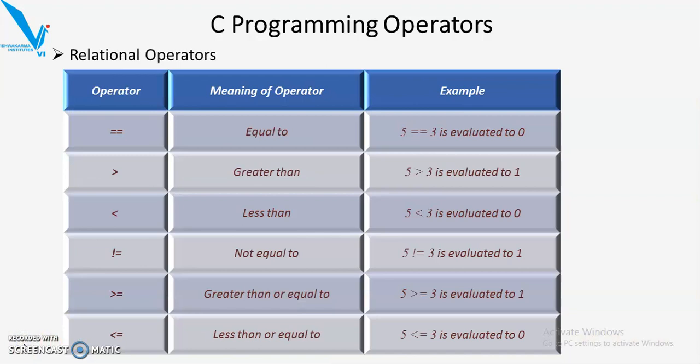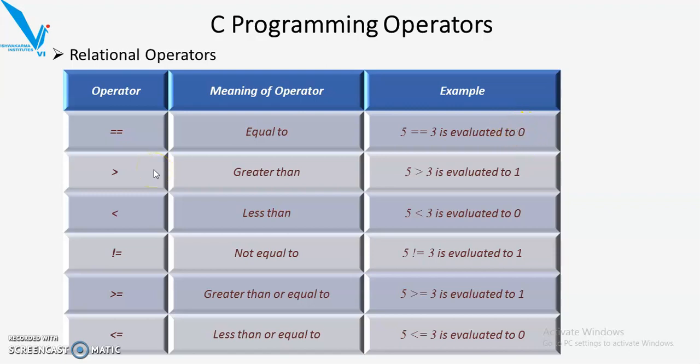The next operators are relational operators. These are used for comparison of the values of two operands. For example, checking if one operand is equal to the other operand or not, or if an operand is greater than the other operand or not. Some of the relational operators are the equal to operator. It checks if the values of two operands are equal or not. If yes, then the condition becomes true. Else, it will give false, that is 0, at the output.